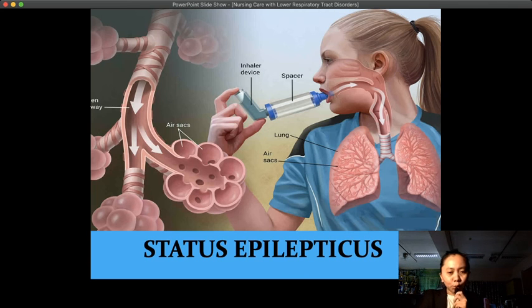Alright? And then, status epilepticus. Okay, so that is an inhaler class. So, inhaler device, spacer. In asthmatics, certain foods are also prohibited, not just sometimes, but most of them are not allowed with chicken, okay, and any foods high in histamine. Alright, and this is the spacer, and then the lungs, the air sacs, okay.